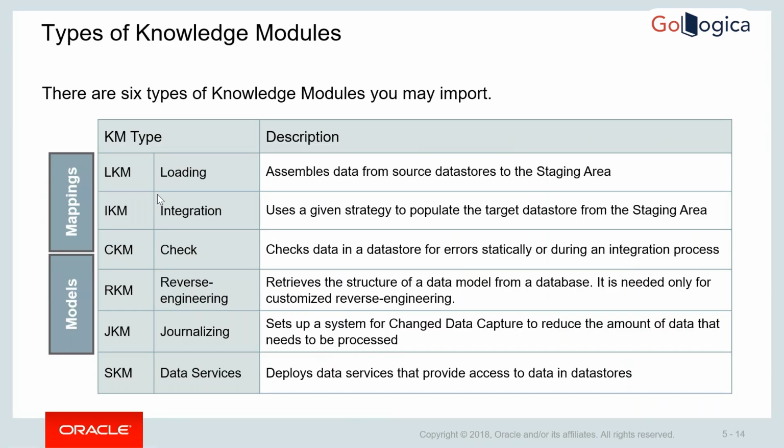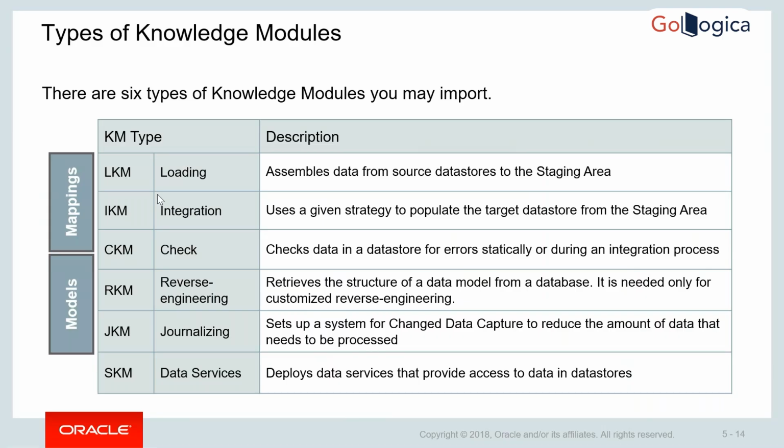And we have the IKM, the integration knowledge module, which is used to get the data from the staging area to the final tables. And the CKM, or check knowledge module, can check for constraints, like primary key constraints, foreign key constraints, or any other constraints, so we can check the quality of the data with the help of this CKM.